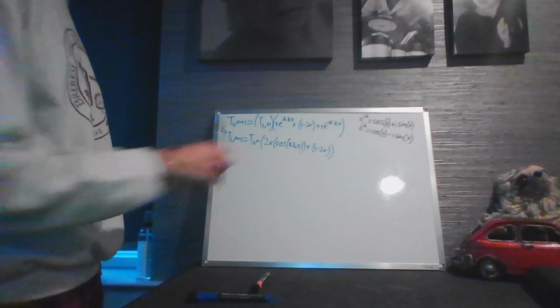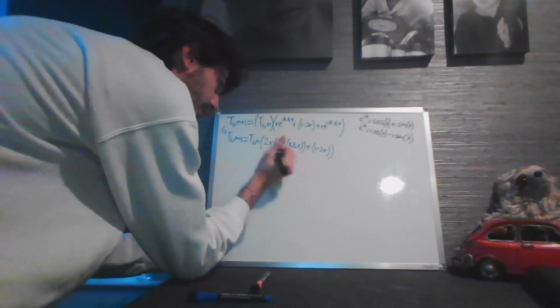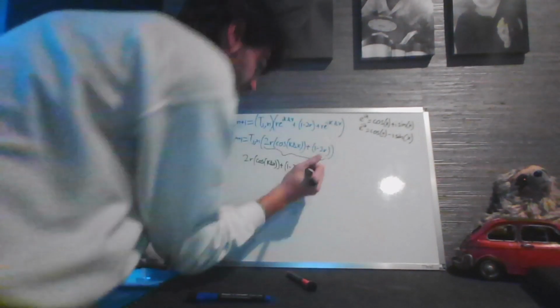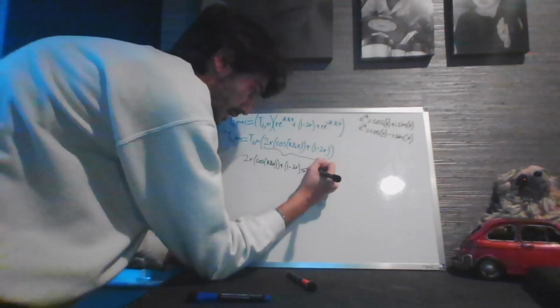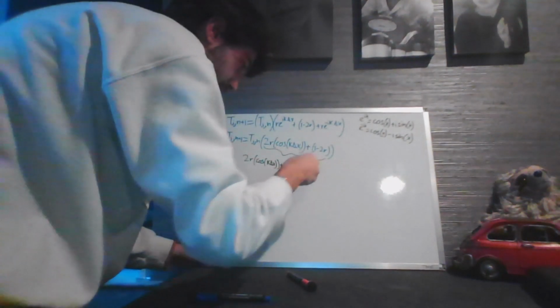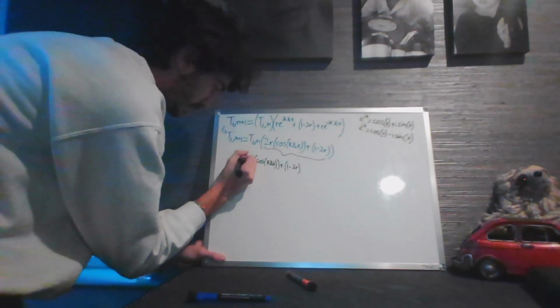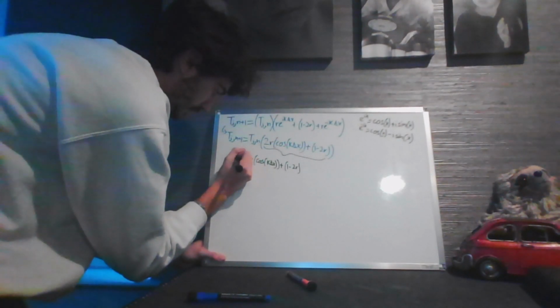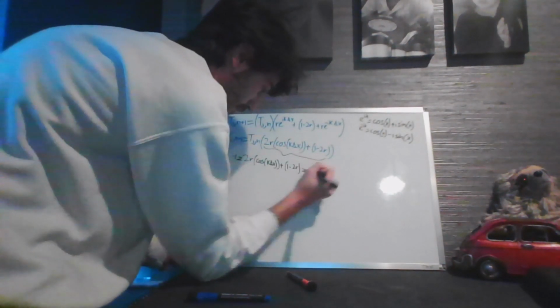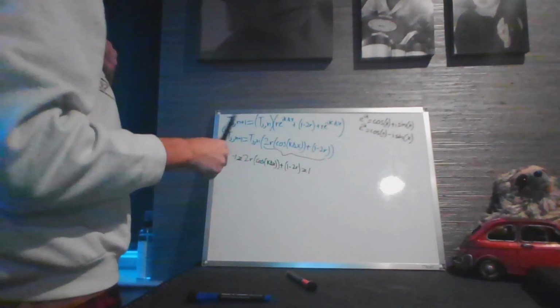So that being said, I'm going to go ahead and put that under simply this middle term, so that we have 2r cosine k delta x plus 1 minus 2r. And then of course this has to be greater than -1 and less than 1.